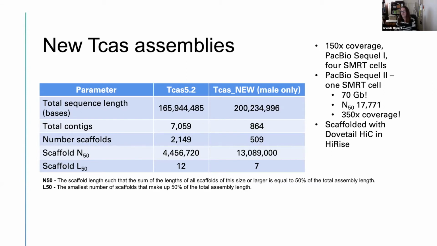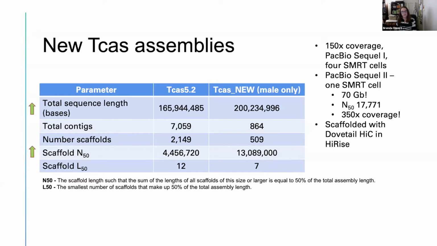So we started with sequencing on the PacBio Sequel 1, and we got 150x coverage, and we were pretty happy with that with 4 SMART cells. But when we tried 1 SMART cell on the Sequel 2, we actually got 350x coverage. So that gives you an idea of how much improved the Sequel 2 is in sequencing right now. We scaffolded this with the Dovetail HiC and HiRise.